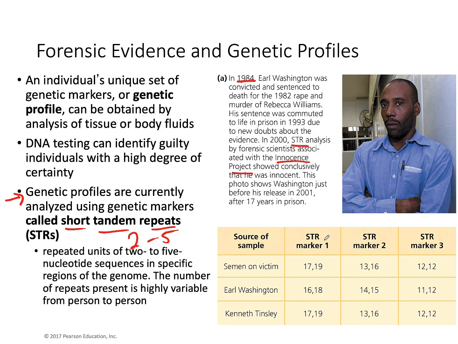And it found that his STR markers, so this is the semen on the victim, matched perfectly with a different suspect. So this man spent 17 years in prison, and was finally released in 2001 after the STR short tandem repeats showed that he was actually, in fact, innocent the entire time.